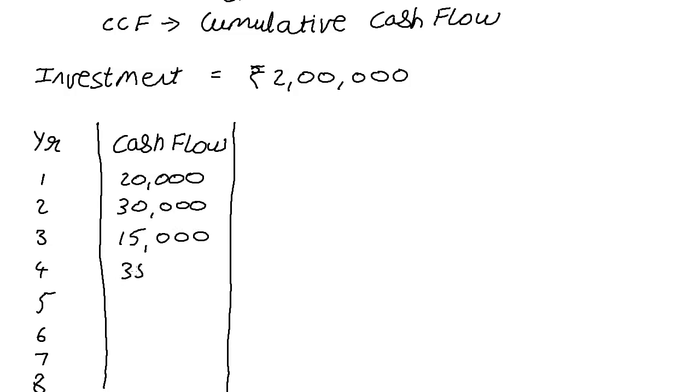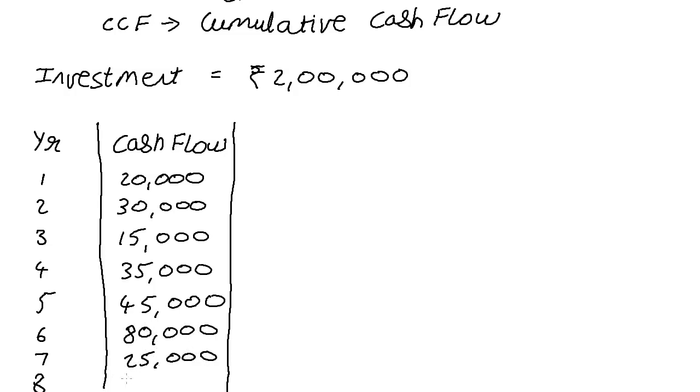We have, let's say, 35. Of course, we want to cross 2 lakhs. So 45, 80, 25, and 1 lakh. Again, these are just random numbers. The next step is to calculate cumulative cash flow. Now see how painful it is when you're writing it so big. So instead of writing it so large, cumulative cash flow. Similarly, this is cash flow.